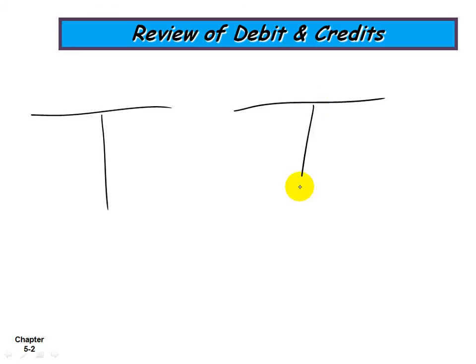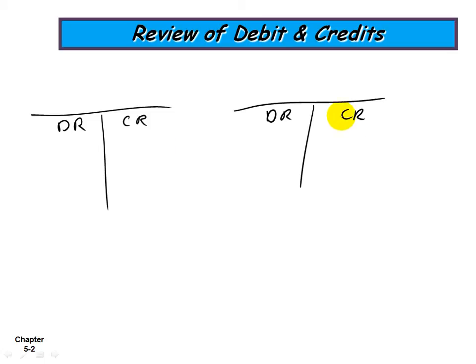Before we take a look at the debits and credits for a merchandising company, let's review the debit credit rules we had learned in Chapter 3. Let's use two T accounts. Remember, the left side of the T is called debit, abbreviated DR, and the right side of the T is a credit. No matter which account you're looking at, debit is left and credit is right.